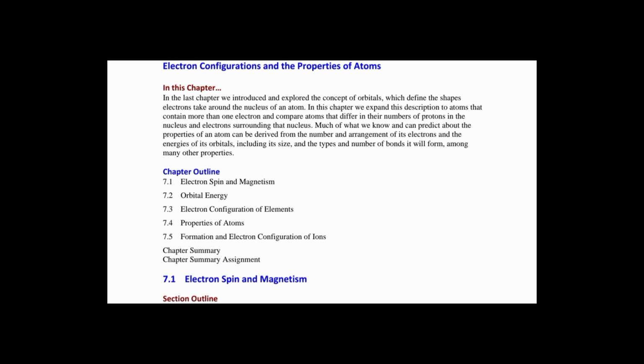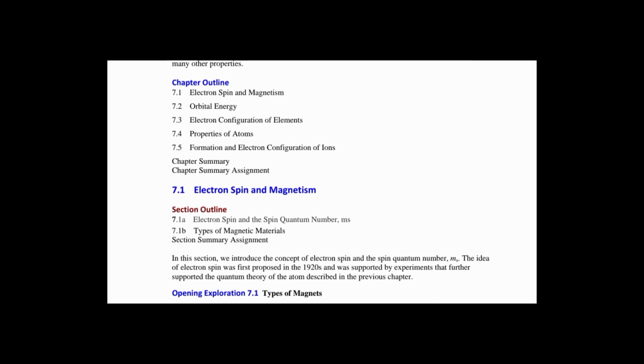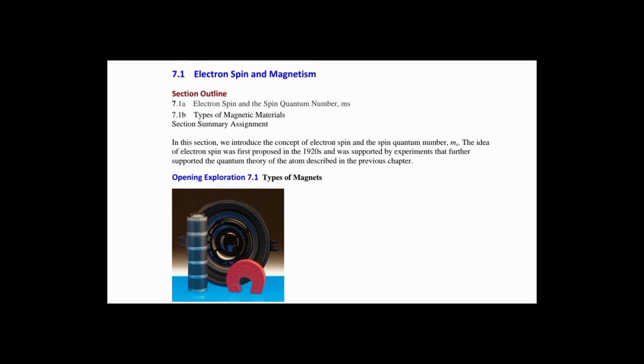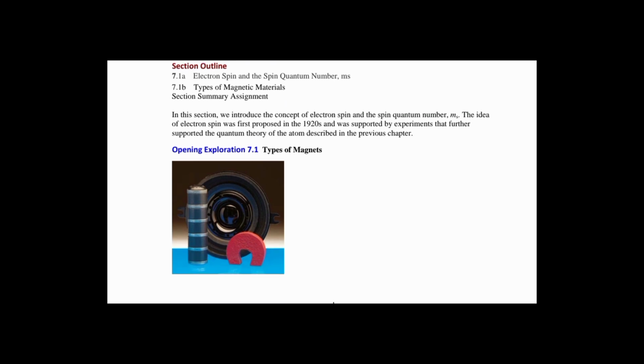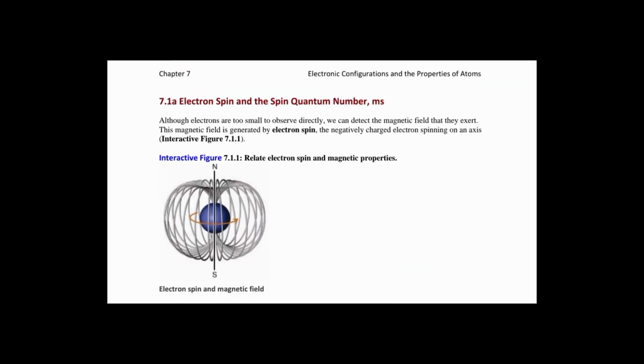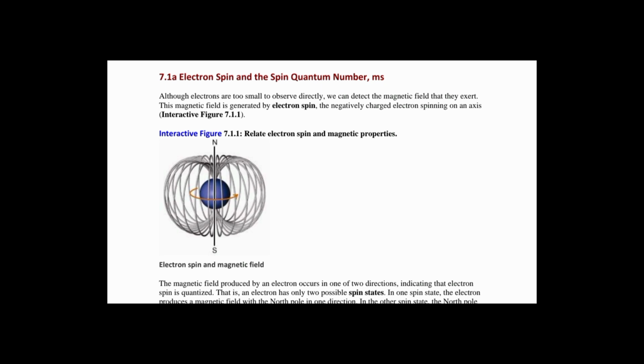Here's electronic configuration and the properties of atoms. So we are studying this now: electron spin and magnetism. I will cover other things as well. Electron spin and the quantum spin number. You have to prepare quantum numbers as well for the IMAT.